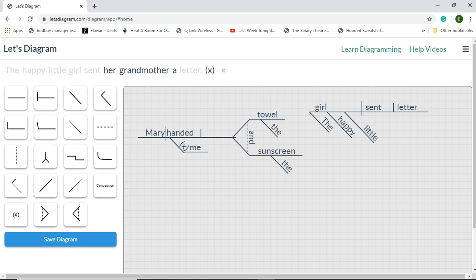Now, what is our indirect object? Our indirect object is grandmother. It's who she's sending the letter to, right? She's sending it to her grandmother. That makes it the indirect object. So for our indirect object, we kind of diagram it like a prepositional phrase. Okay? So our indirect object is grandmother. Okay? And then we have our X, which would go where the preposition would go. Oh, Lord.